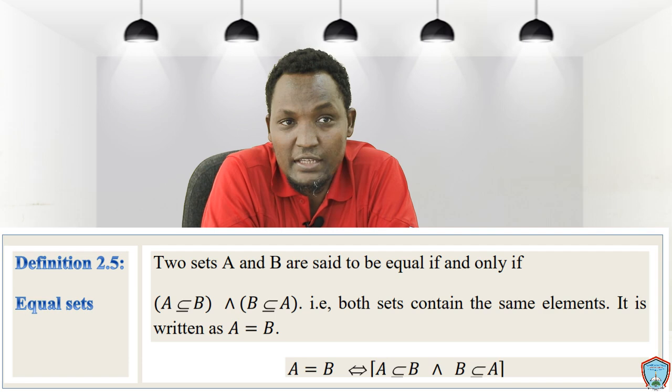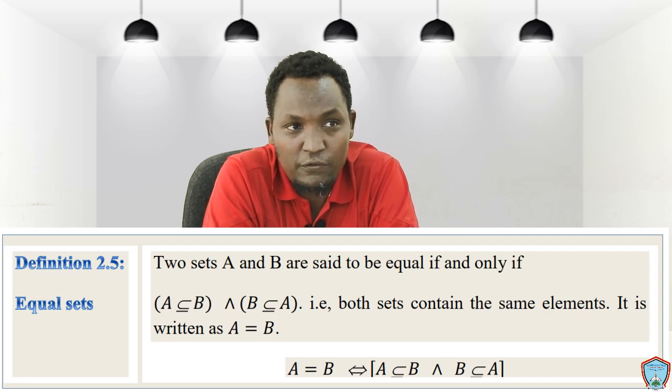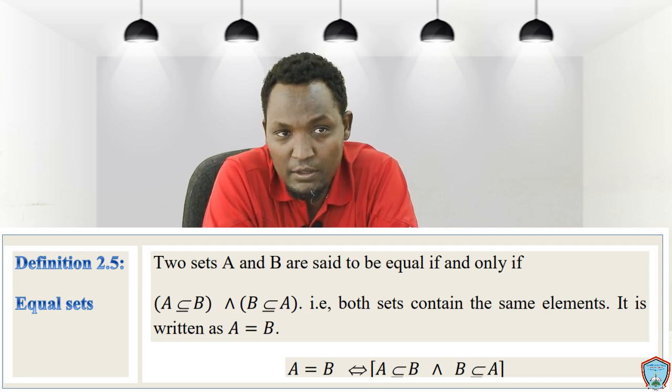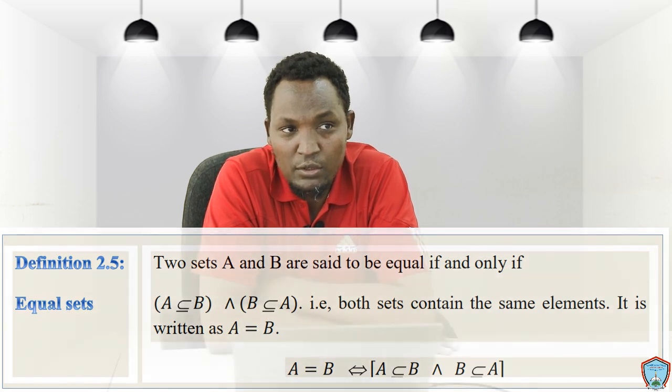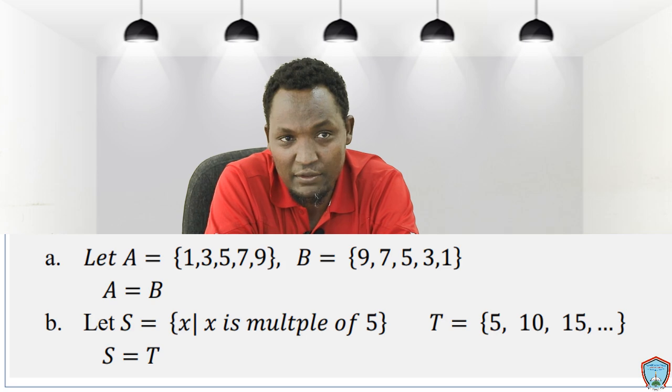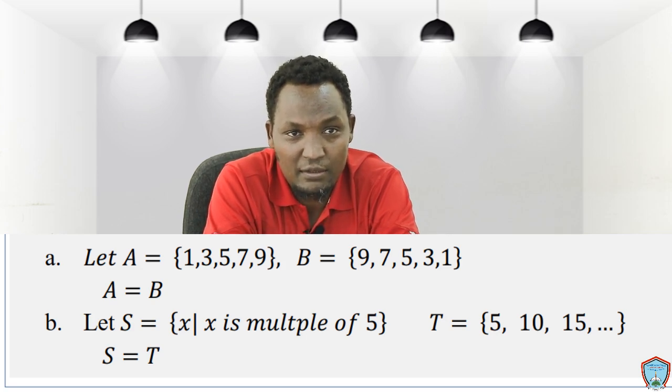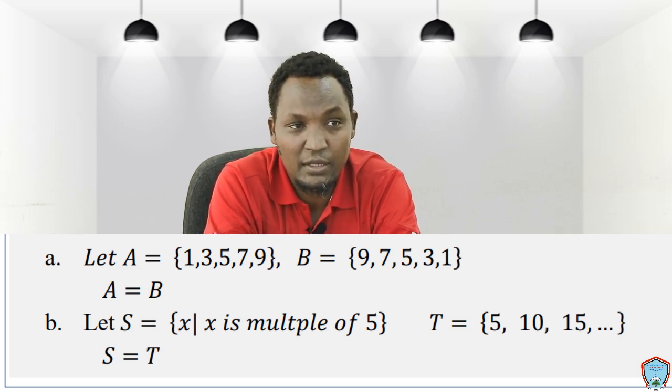Finally, we examine equal sets. Two sets are considered equal if they contain exactly the same elements, regardless of the order in which those elements are listed. For example, the sets {1, 3, 5, 7, 9} and {9, 7, 5, 3, 1} are equal because they contain the same members. In mathematics, the order of the elements in a set does not affect the identity of the set. That's why the two sets are equal, regardless of the order.